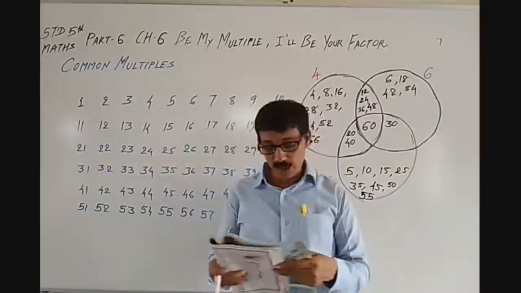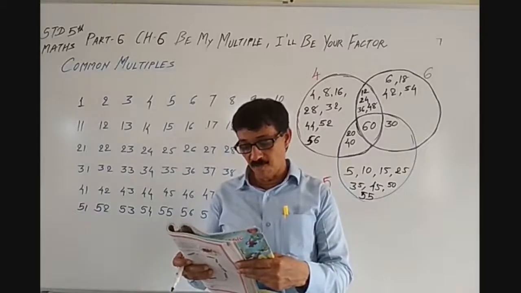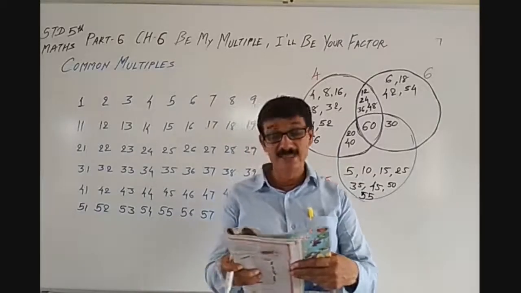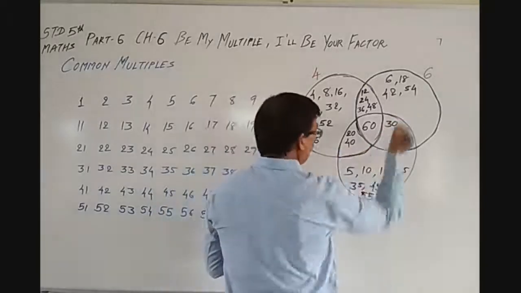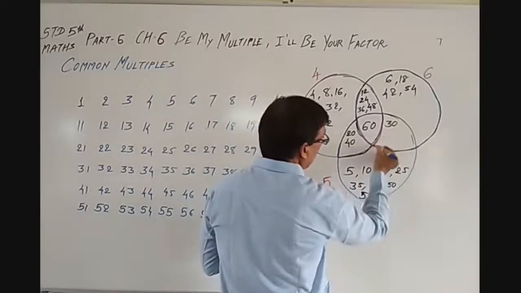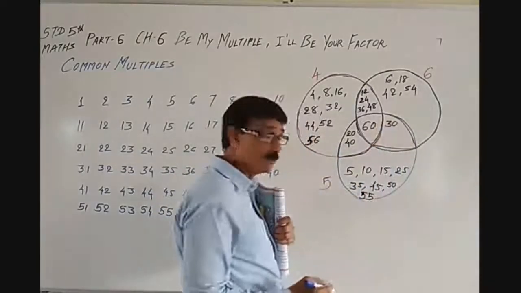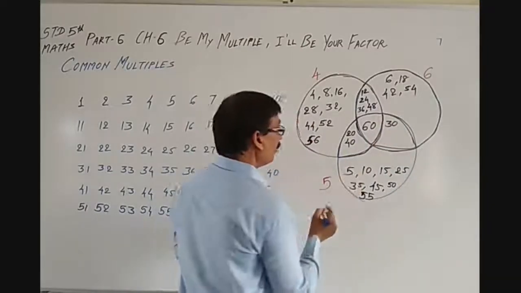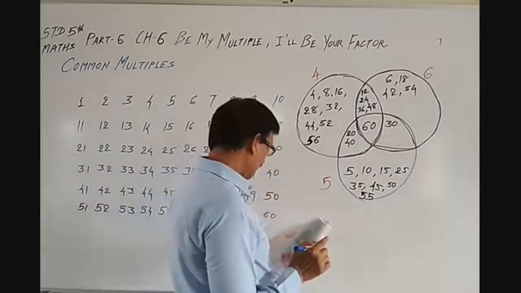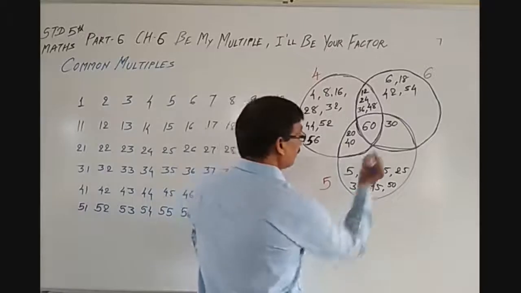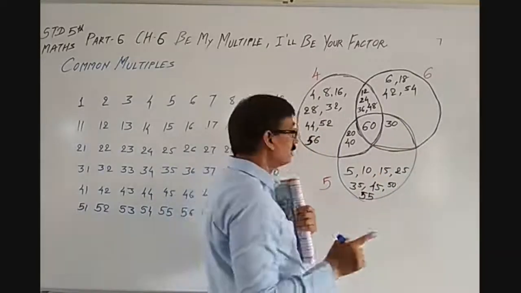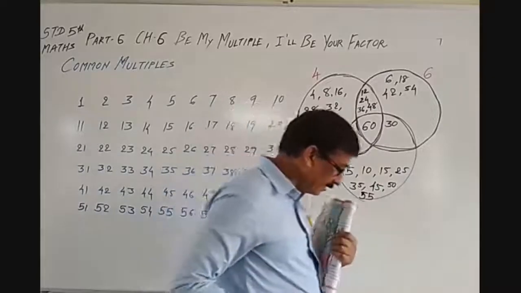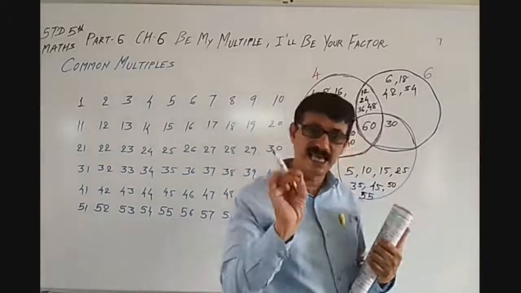First one, what common multiples of 5 and 6 did you write in the green part? See, the common multiple of 5 and 6. So these are the common multiples of 5 and 6. The common multiple of 5 and 6 is only 30. So we can write just 30 as the answer.